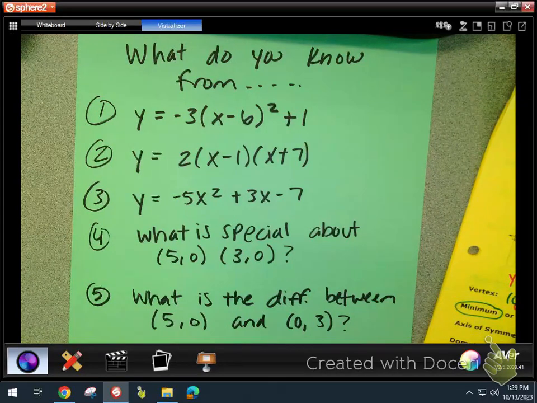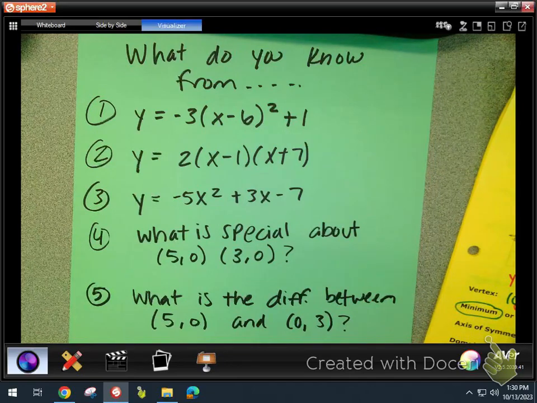What is the vertex? 6, 1. Okay, I can think of one other thing. Concavity, how is it? Concave down because what is negative? The A. So does it have a max or a min? It has a max. Okay? That's kind of the things I'm looking for when I say, what do you know? Just like that. You don't need to write 50 things.